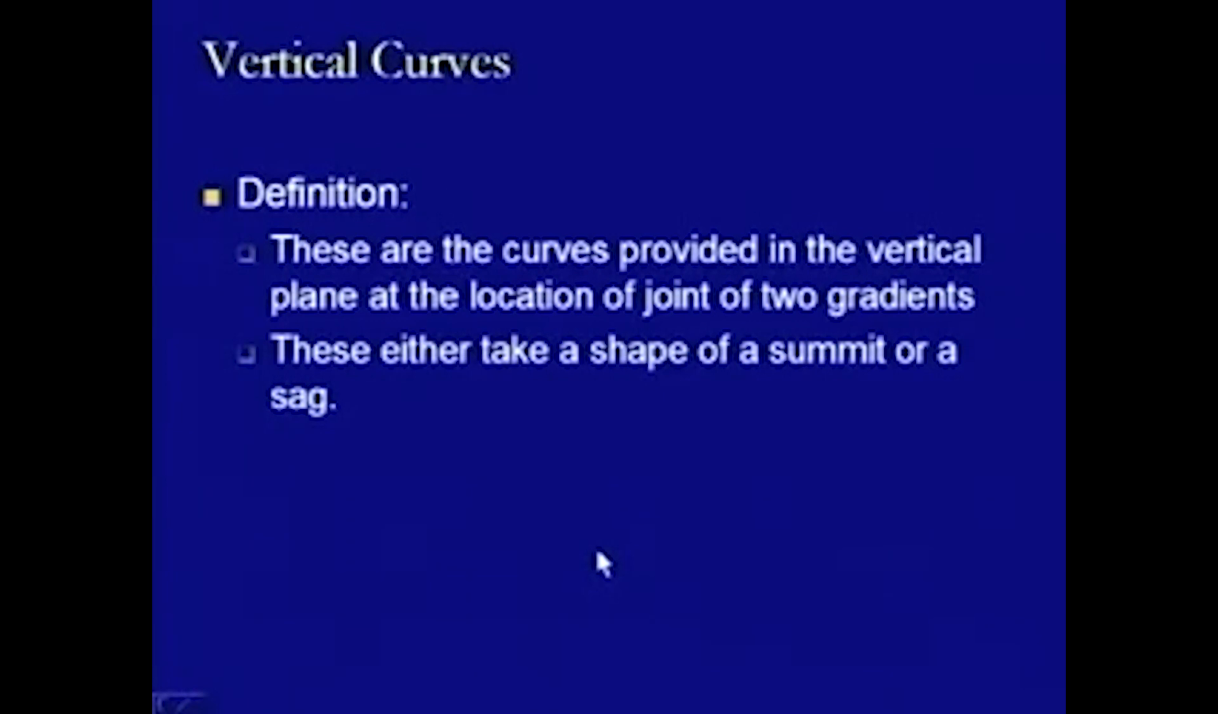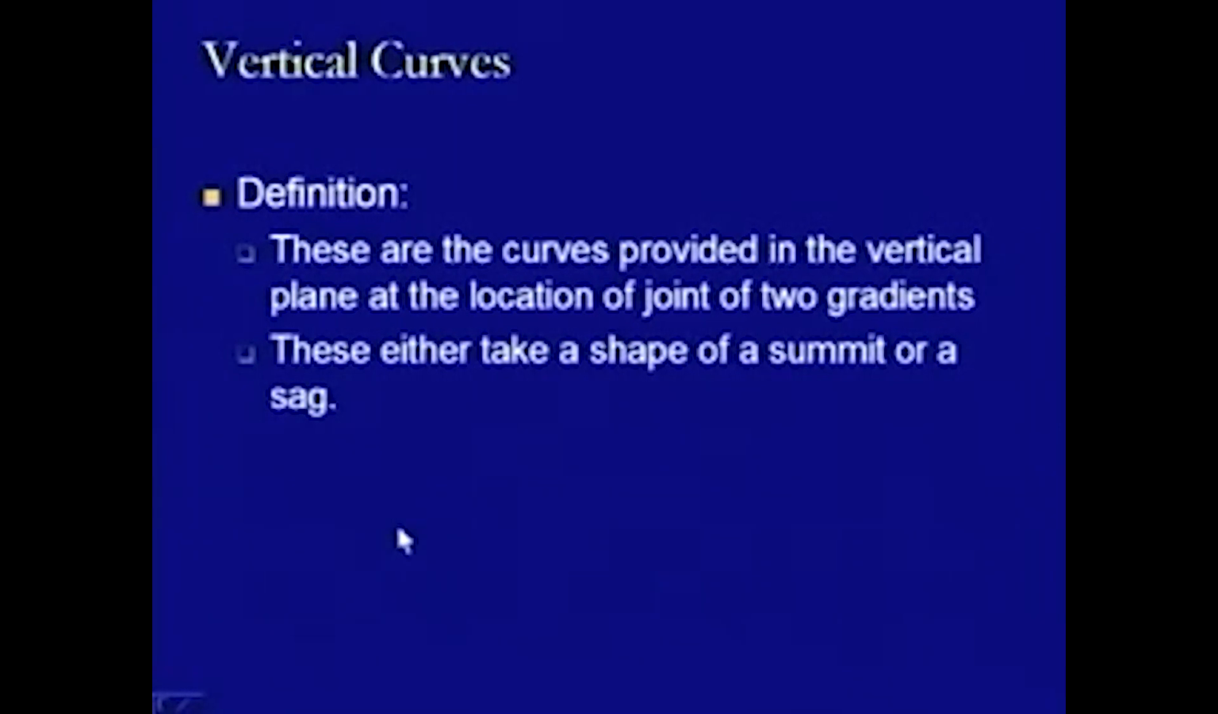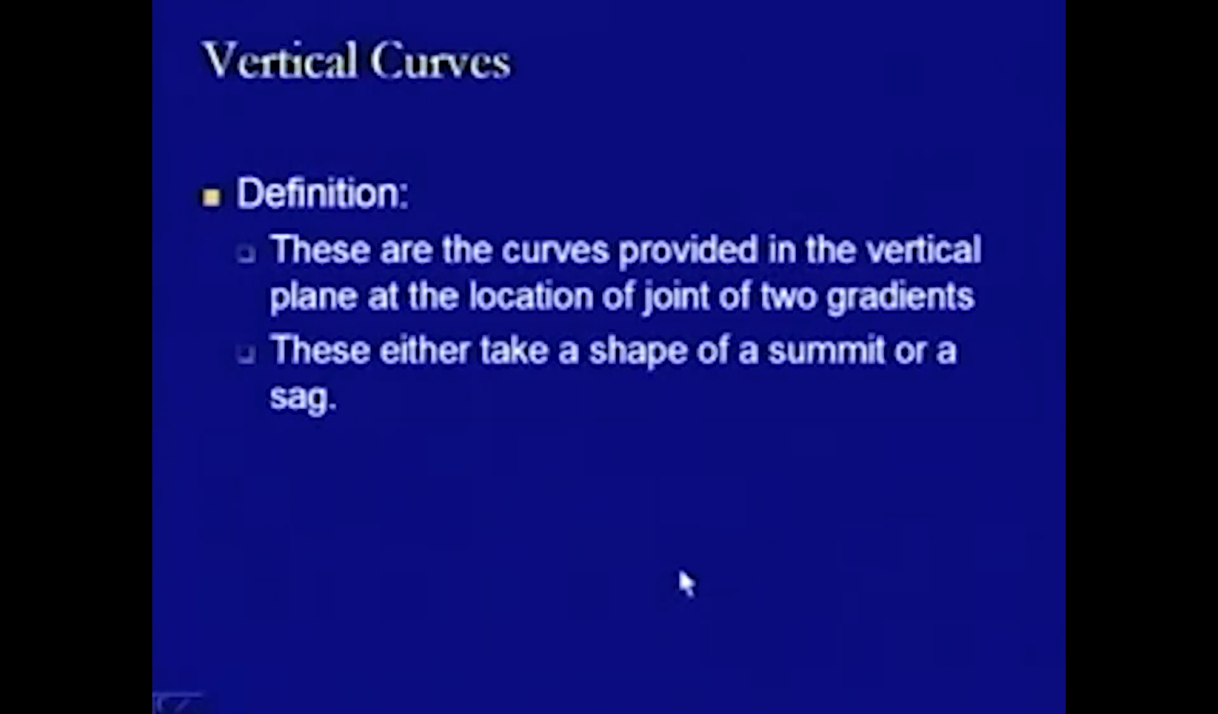Now, these either take the shape of a summit or a sag depending on the location. As I have told, if we are going in the upward direction and then it is followed by a downward direction movement, then the point at which they are meeting is a summit condition. Whereas, if we are going in the downward direction and then we start going in the upward direction, then the point at which this change is occurring is a sag. So, we have the summit and we have the sag condition. These are the two types of shapes which can be there.